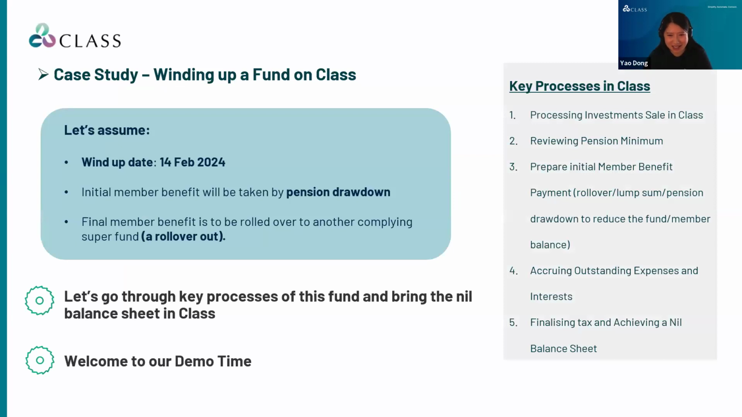Welcome to our case study. I will demonstrate how to process the 5 key steps in Class from beginning to tax finalization, achieving a zero balance sheet. For this case study, let's assume the wound-up date is 14th of February 2024. The initial member benefit is taken by pension drawdown. The final member benefit is agreed to be rolled over to another complying super fund, which is a rollover out. Assume this is all documented in the winding up minutes.